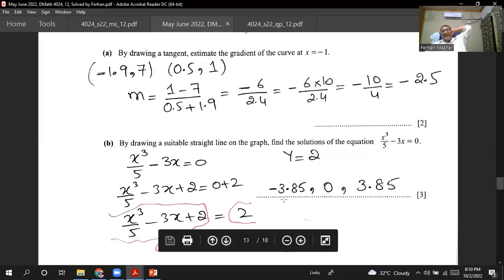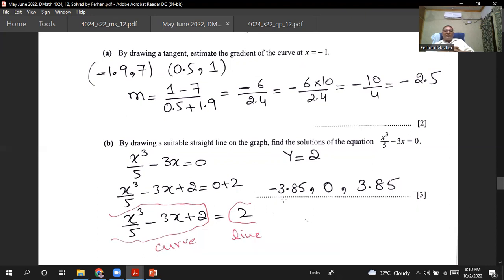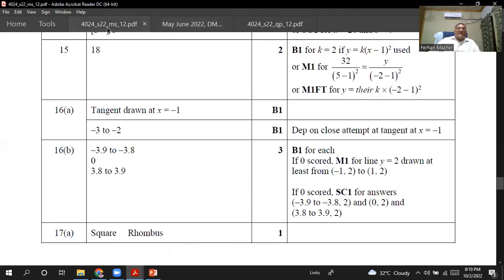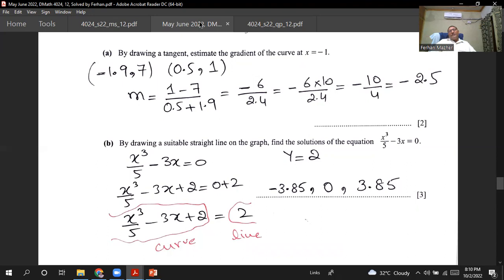So it cuts the graph. I will check what is the x value of those points, and that is the solution of this equation. So it cuts the graph at x equals -3.85, at x equals 0 and at x equals 3.85. So that is our answer. That's the solution. They say -3.9 to -3.8, 0, and 3.8 to 3.9. So our answers are perfect. Okay.